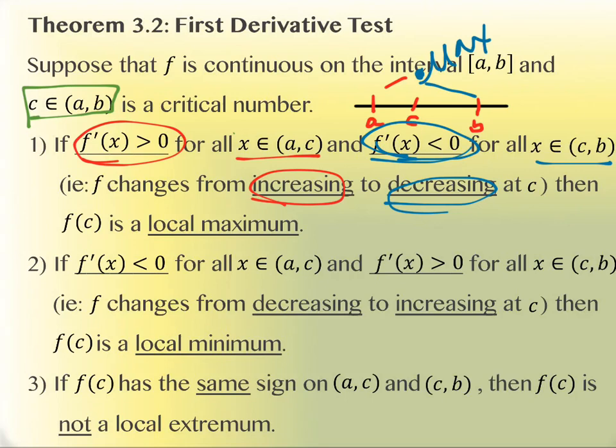Now notice it doesn't actually say the derivative is 0, does it? So it could be that the derivative doesn't exist, right? Because local maximums can also have that possibility. So it doesn't have to be a derivative of 0, but it does have to be a local maximum.